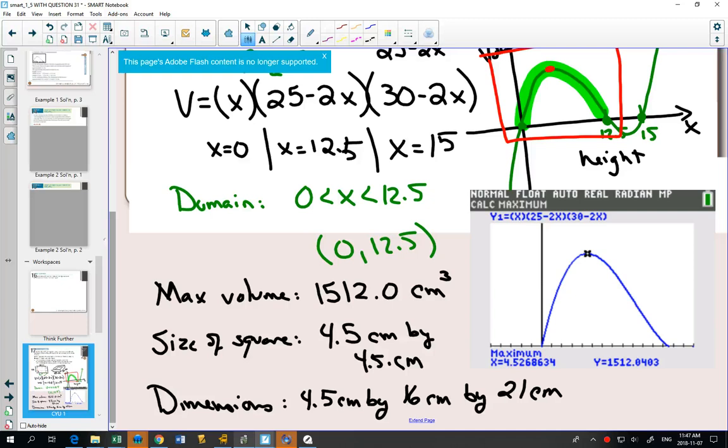Questions for practice are 3, 4, 5, 6. What's the number after 4.5? 16, 9, and 10.